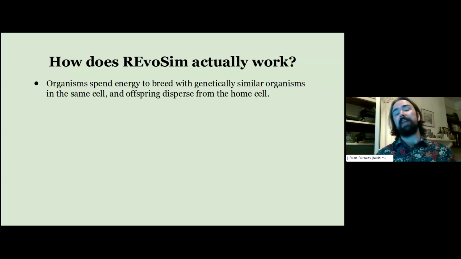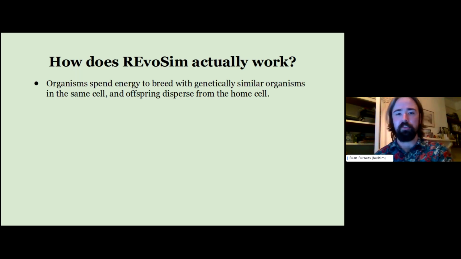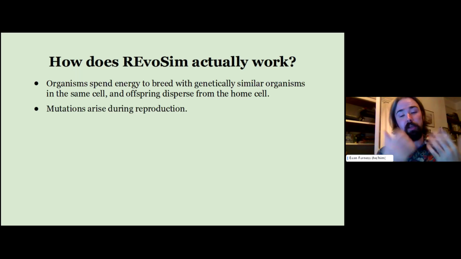So these organisms are gathering energy from their environment at a rate dependent upon how well adapted their genomes are for that environment. They use that energy to breed and produce genetically similar offspring. This breeding can be asexual, or facultatively sexual, or obligately sexual. That's all settable within the simulation. And the organisms, if they're breeding sexually, will produce offspring that are a combination of the parents' genomes. And then mutations will also occur during breeding, which will result in the offspring being slightly different.